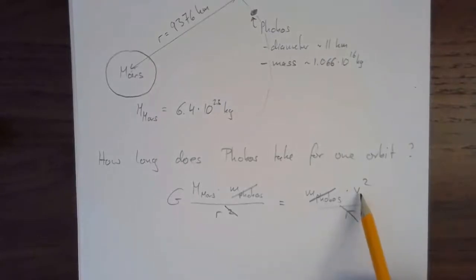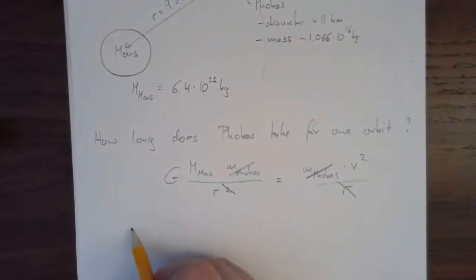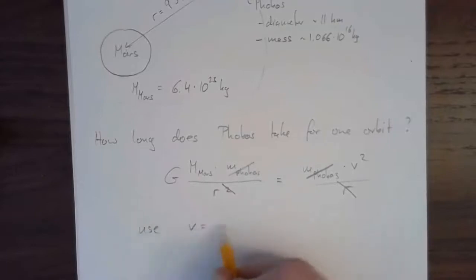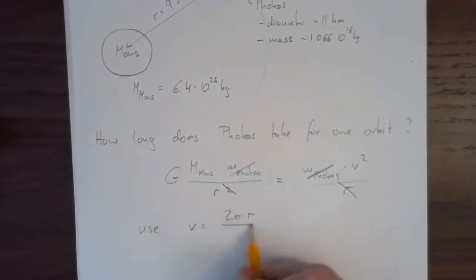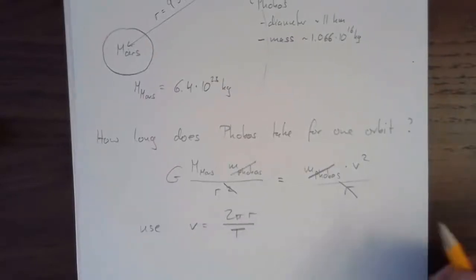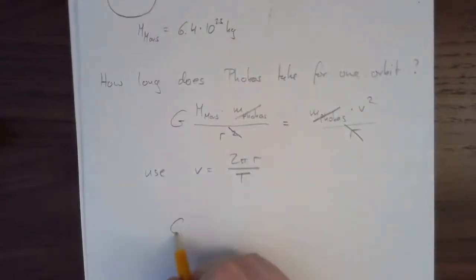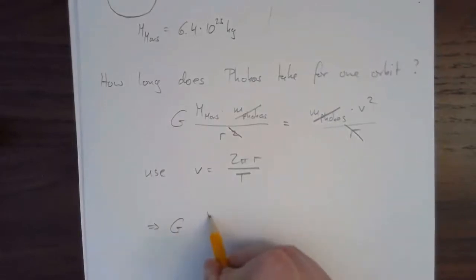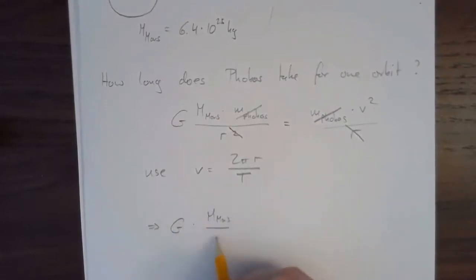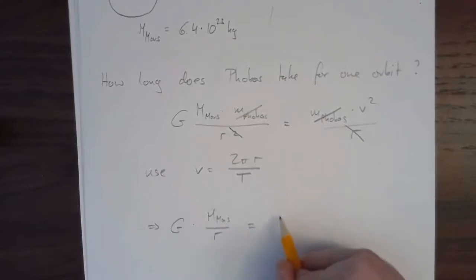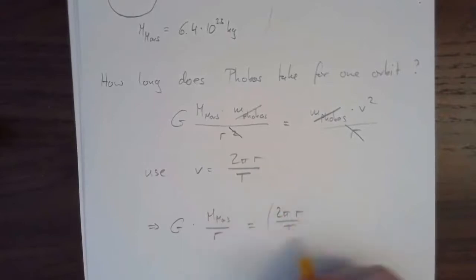And, well, I don't want the speed. If I wanted to calculate the speed, I could just plug in values right now. Well, I want the period, so I'm going to use that the speed is the distance traveled all the way around divided by the time taken. That is exactly the period. So we're going to get G times the mass of Mars divided by r is equal to 2 pi r over T squared, because all the other stuff is cancelled out.